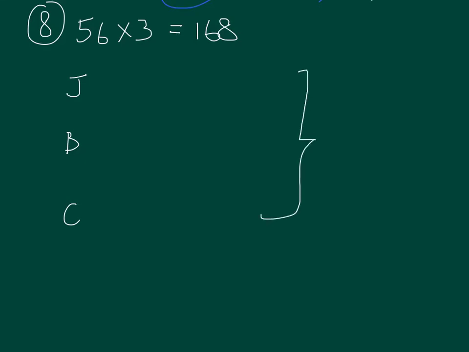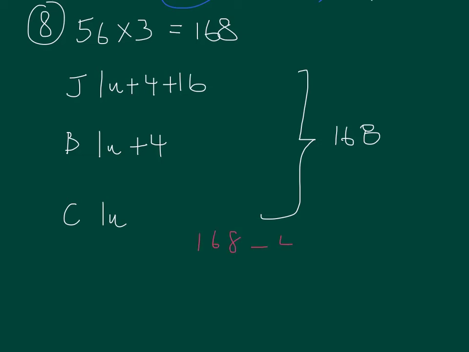Altogether, they weigh 168 kg. Cynthia is 4 kg lighter than Ben, so Cynthia will be 1 unit, and Ben will be 1 unit plus 4 kg. John is 16 kg heavier than Ben, so John will be 1 unit plus 4 plus 16. Okay, with that, we could solve the question easily.